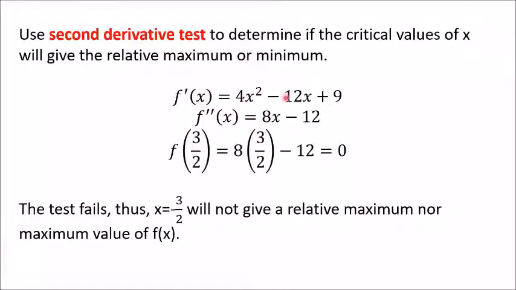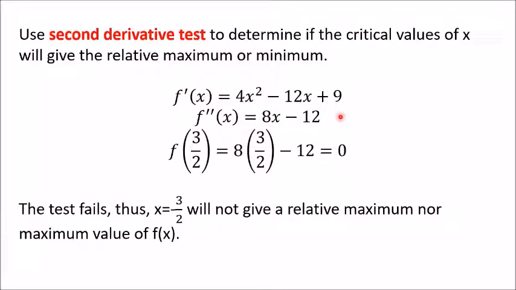Kunin natin ang derivative ulit niyan for the second derivative. So, the derivative of this is ito na. 4x squared, derivative niyan is 2 times 4 is 8x. Okay, dahil 2 ang exponent niya, decrease by 1, so 8x na lang. Minus, derivative ng 12x is just 12. Wala na yung x. So, ito na yung ating second derivative, 8x minus 12.